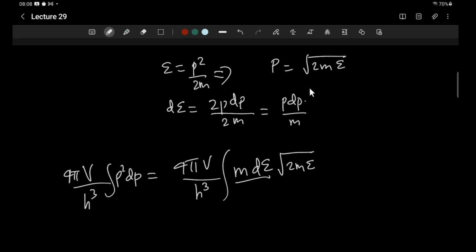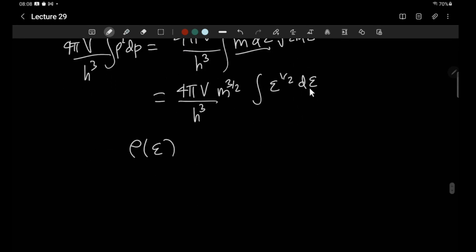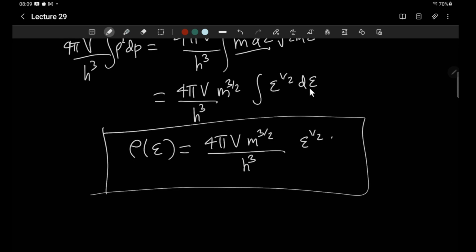Okay, okay. So I want to extract out the condition that it's energy. Here the integral is over p, and I want to convert it to an integral over epsilon. Then we'll get something like this: 4 pi V by h cubed m power 3 by 2 into epsilon power half d epsilon. So rho of epsilon is 4 pi V m power 3 half by h cubed epsilon power half. So there's a density of states.